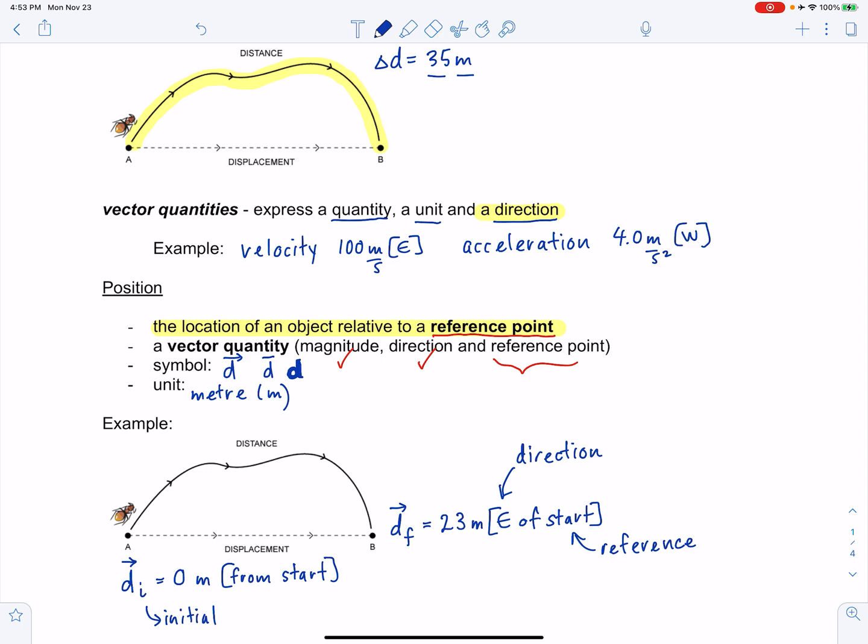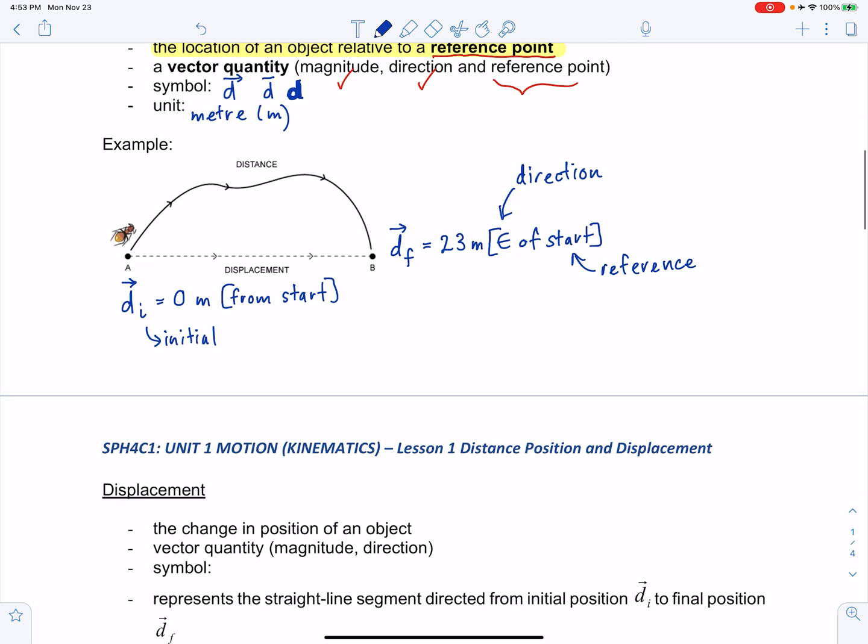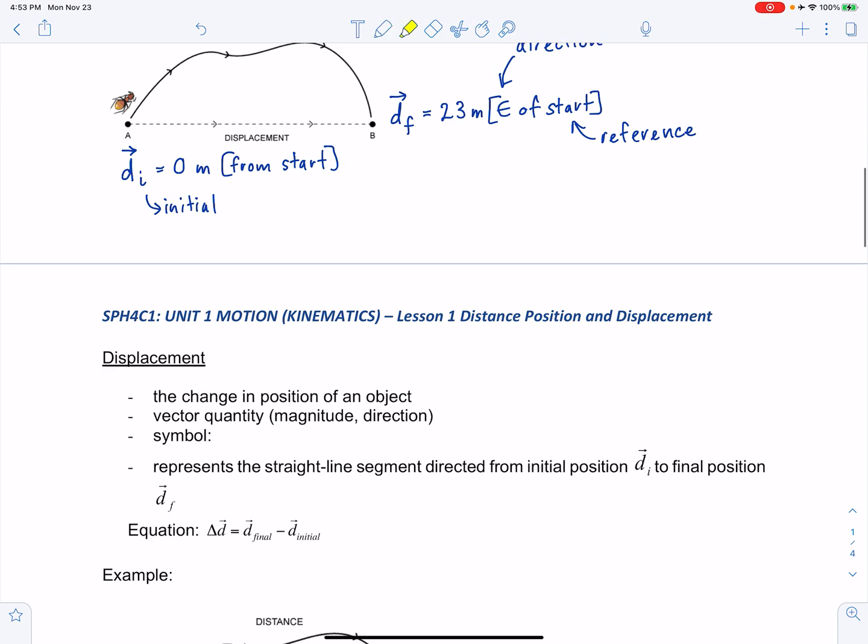Our next vector quantity that we'll look at is displacement. Displacement is defined as the change in position of an object. It too is a vector quantity. It contains a magnitude and a direction, but no reference point. The symbol for displacement is delta D with an arrowhead on top. So it's very similar to the symbol for distance, but this time, because there is an arrowhead on top, we know that we are referring to a vector quantity.